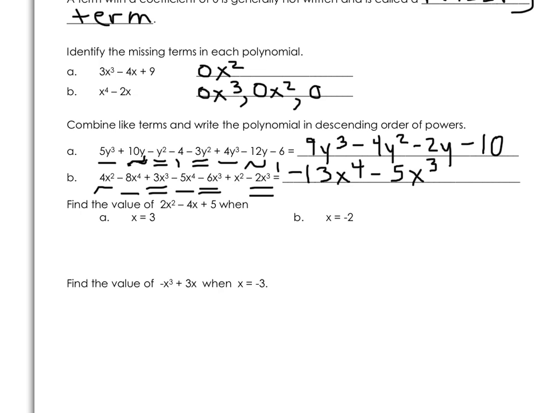And last but not least, I see two terms that have x squared. 4x squared plus x squared, that's 5x squared.